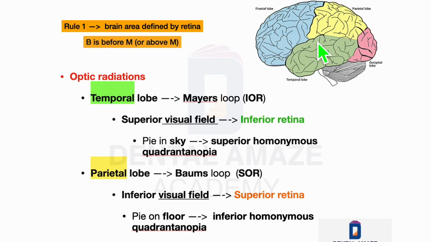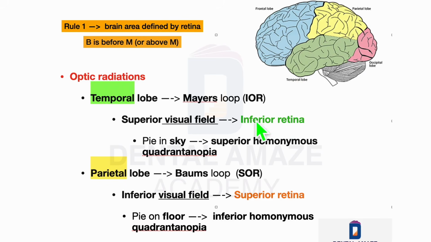That is your temporal lobe. Now, remember rule number 1: brain area defined by retina. Before that, the temporal lobe is below, right? Your temporal bone is below, your parietal bone is above. Remember, in the temporal bone the condyle and glenoid fossa come, so it's below, and parietal is above. This is rule number 1. Brain area defined by retina means your temporal lobe is connected with your inferior retina. Remember that: temporal lobe is inferior, parietal lobe is superior.